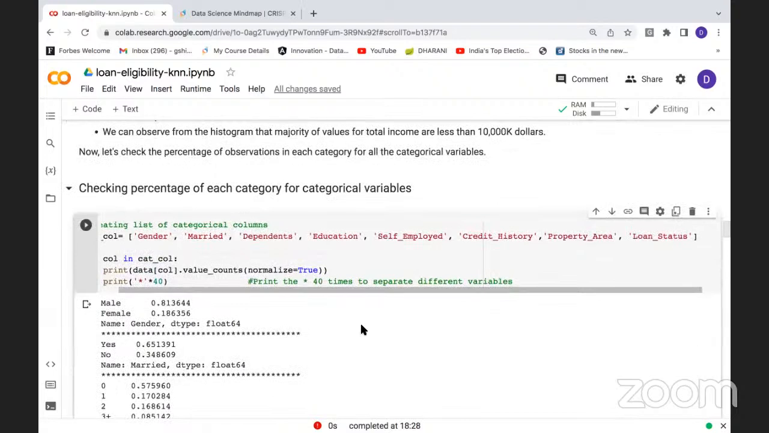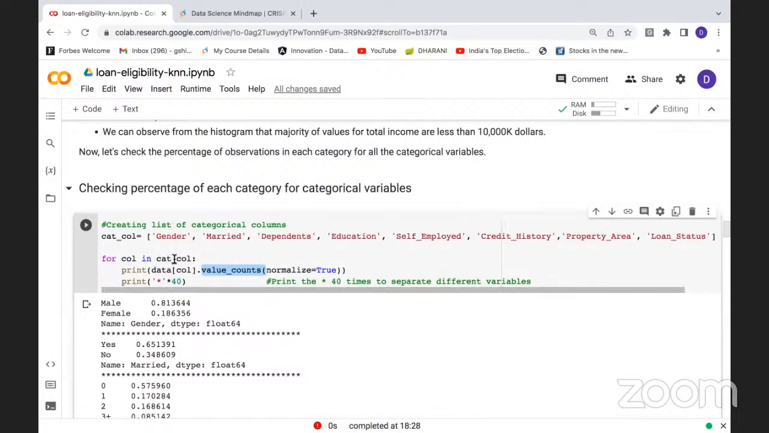So there's a function which is called value_counts. What am I writing? Call this categorical column, go for each and every column, go to gender, calculate value_counts. This will give me how many male percentage people are there, how many female percentage people are there.